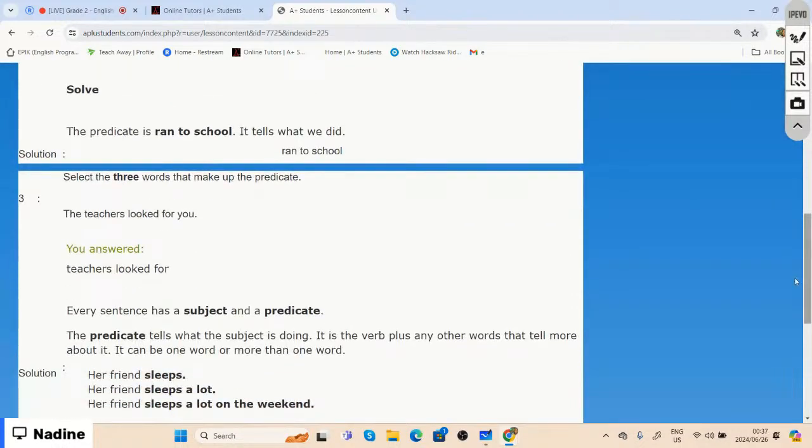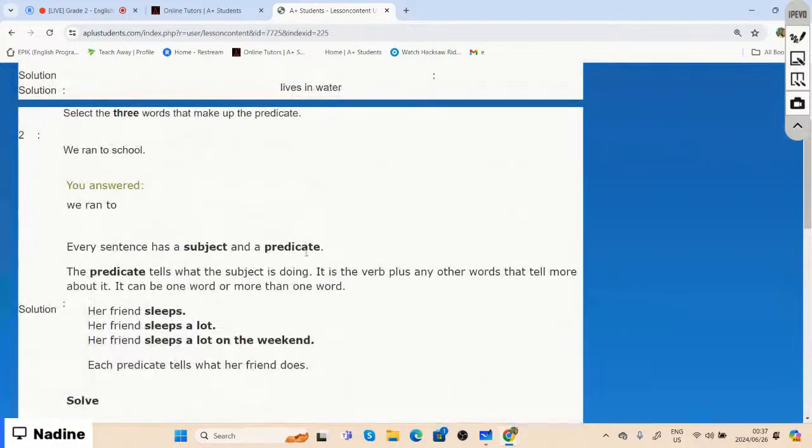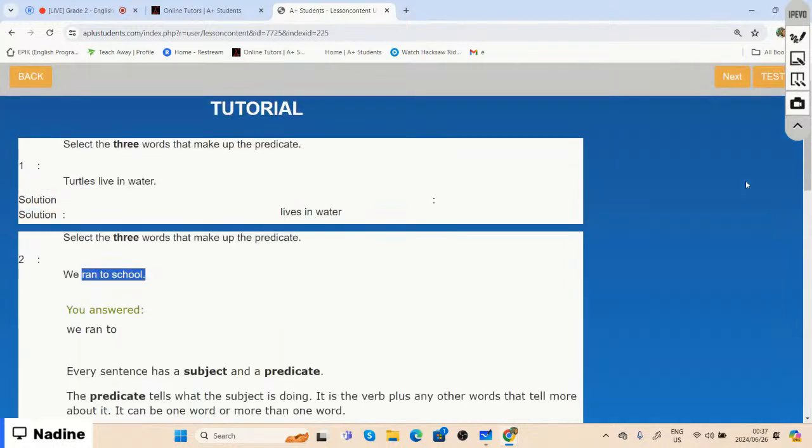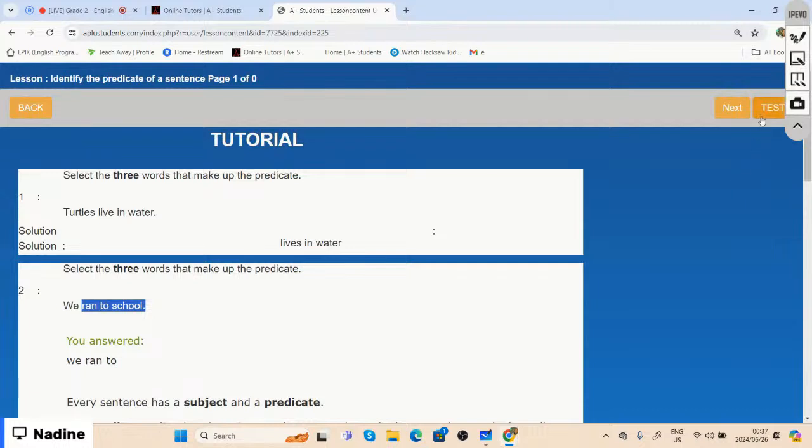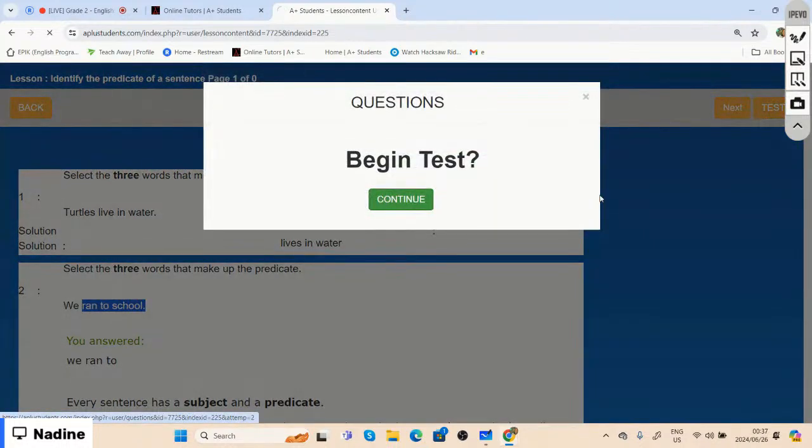All right, let's look at the next one. It says we ran to school. So we need to select three words that make up our predicate. And our three words can be ran to school, because ran is our verb plus all the other words after our verb that tell us what we did. So, ran to school.